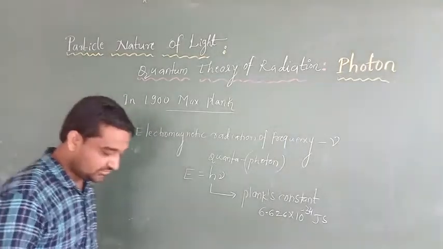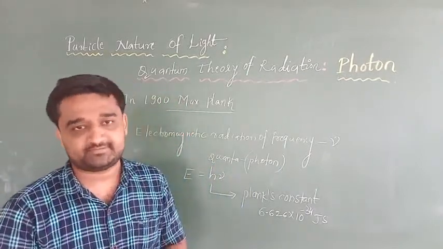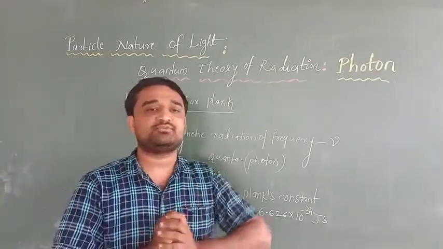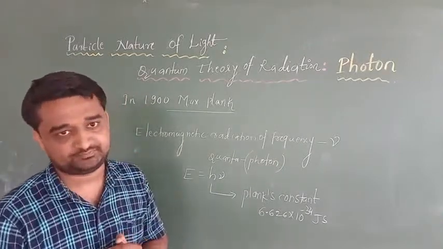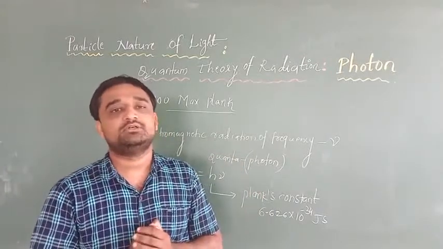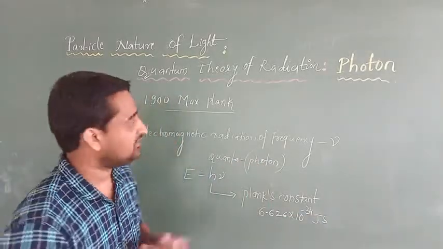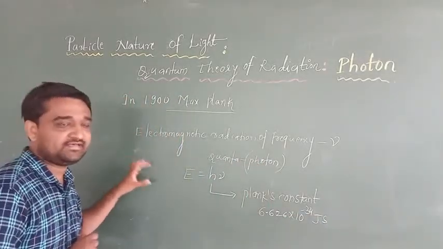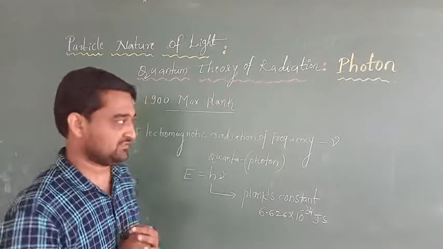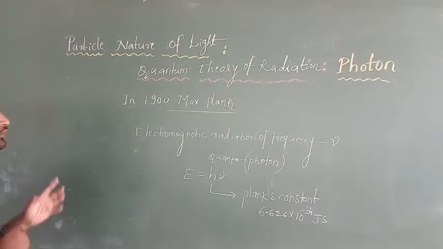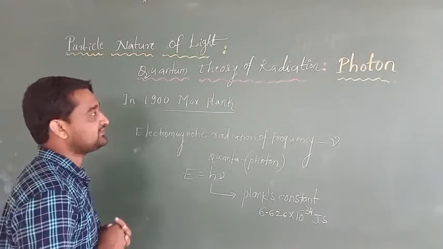By using Planck's quantum theory of radiation, Einstein explained the photoelectric effect. Einstein explained the experimental results based on this quantum theory of radiation by giving the photoelectric equation based on the law of conservation of energy. So first you have to understand the quantum theory of radiation, that is Planck's quantum theory of radiation.